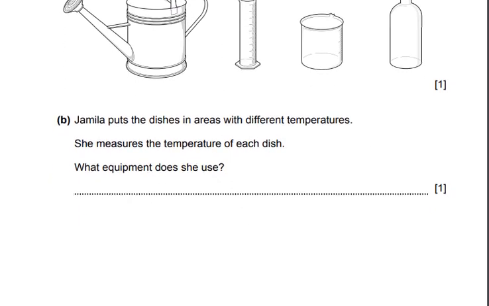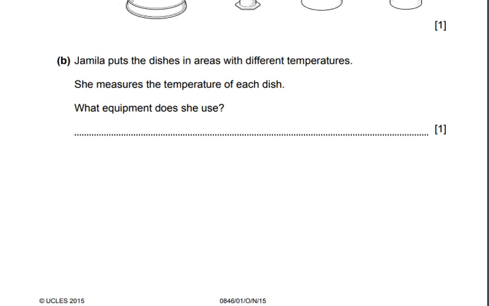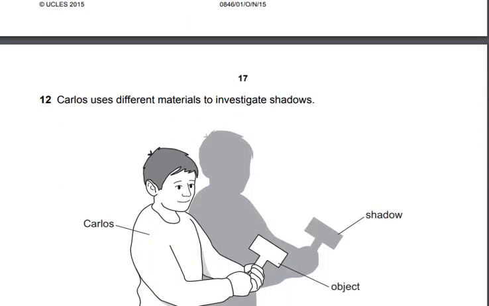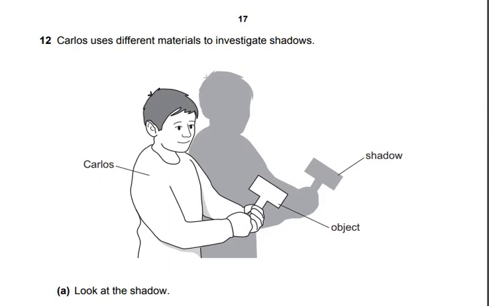Question B. Jamila puts the dishes in areas with different temperatures, and she measures the temperature of each dish. What equipment does she use? Well, she uses a thermometer, although it's not shown here, but you have to know that usually temperature is measured by using a thermometer. So you just write down thermometer. Next page, question number 12.